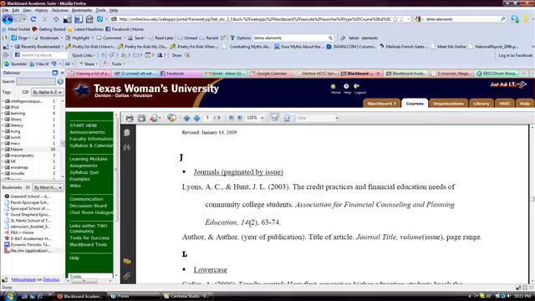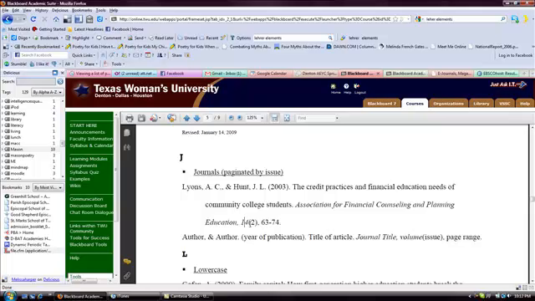We only use the issue number when journals are not consecutively paginated. What that means is that each issue in the journal starts over again with page number 1. Those are journals that are not consecutively paginated. And because they aren't, you need the issue number to be able to locate the reference. Because issue number 1 of that journal will have a page 5, issue 2 will have a page 5, issue 3 will have a page 5, because it's not consecutively paginated. Each issue starts with page number 1.